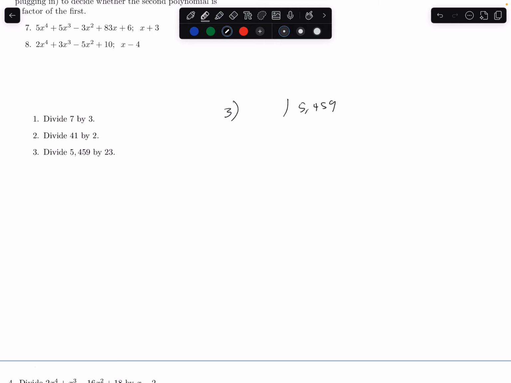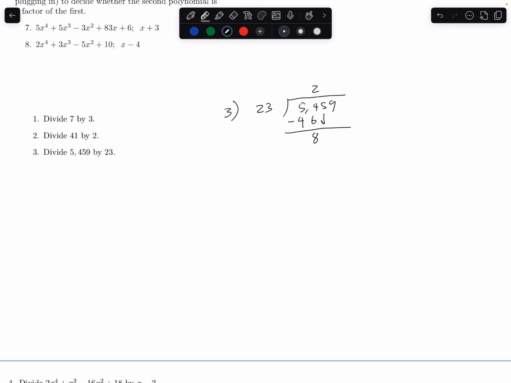They were pretty cool for the most part. Okay, 5459 divided by 23. 23 goes into 54 2 times. Notice I'm just looking at the minimal part I can look at that will fit into. And then 2 times 23 is 46. 54 minus 46 is 8.